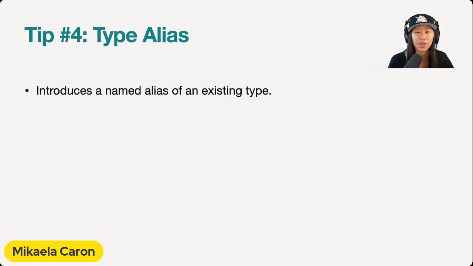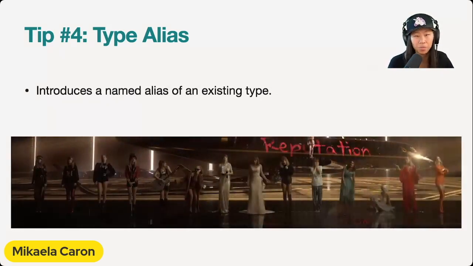Tip number 4 is about type alias. So a type alias introduces an alias of an existing type. Think of it like you have an alter ego, and we have an existing type that is fully valid, but we want to call it something else.